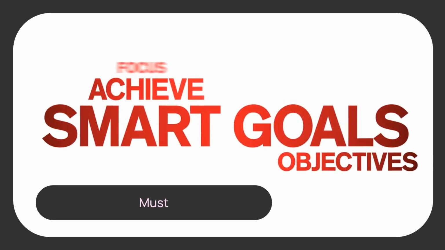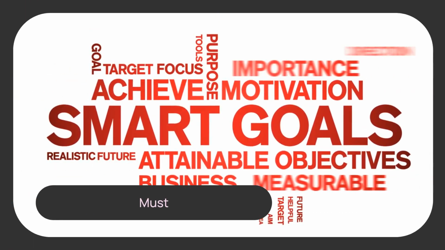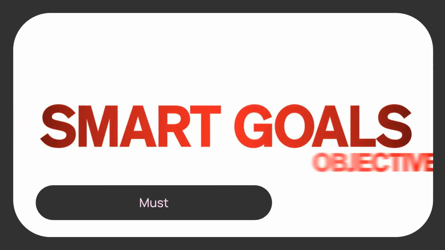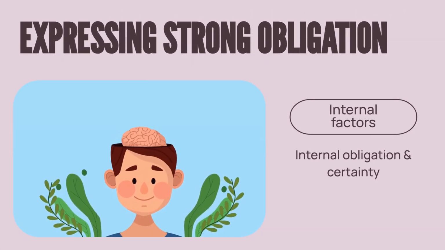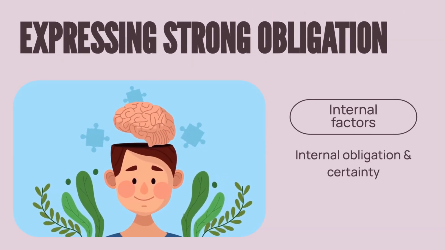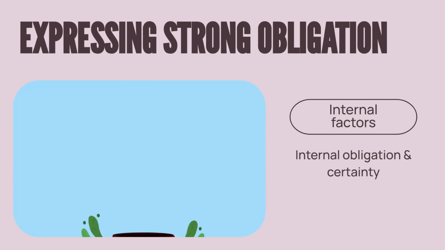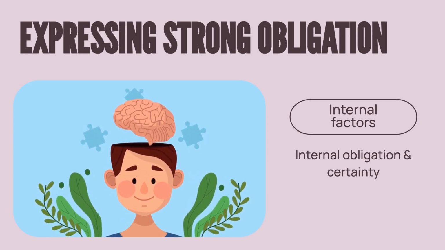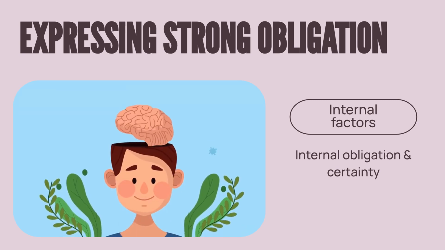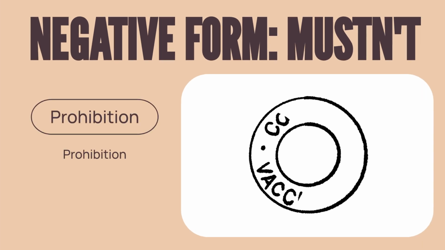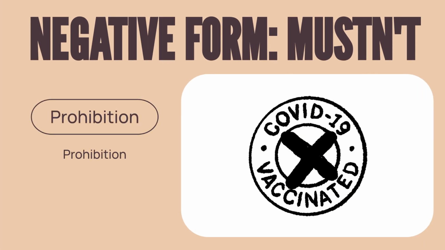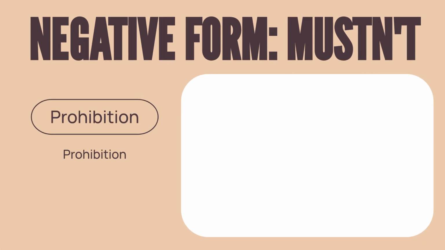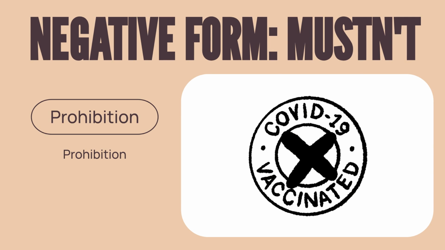Now, let's delve into must, a modal verb that conveys strong obligation or strong certainty. Must indicates an obligation or necessity that comes from within the speaker, or a strong logical deduction. For instance, I must finish this assignment tonight, or that must be John at the door, he said he'd be here. The negative form, mustn't, expresses a prohibition or something that is not allowed. For example, you mustn't smoke in here, or students mustn't cheat on exams.